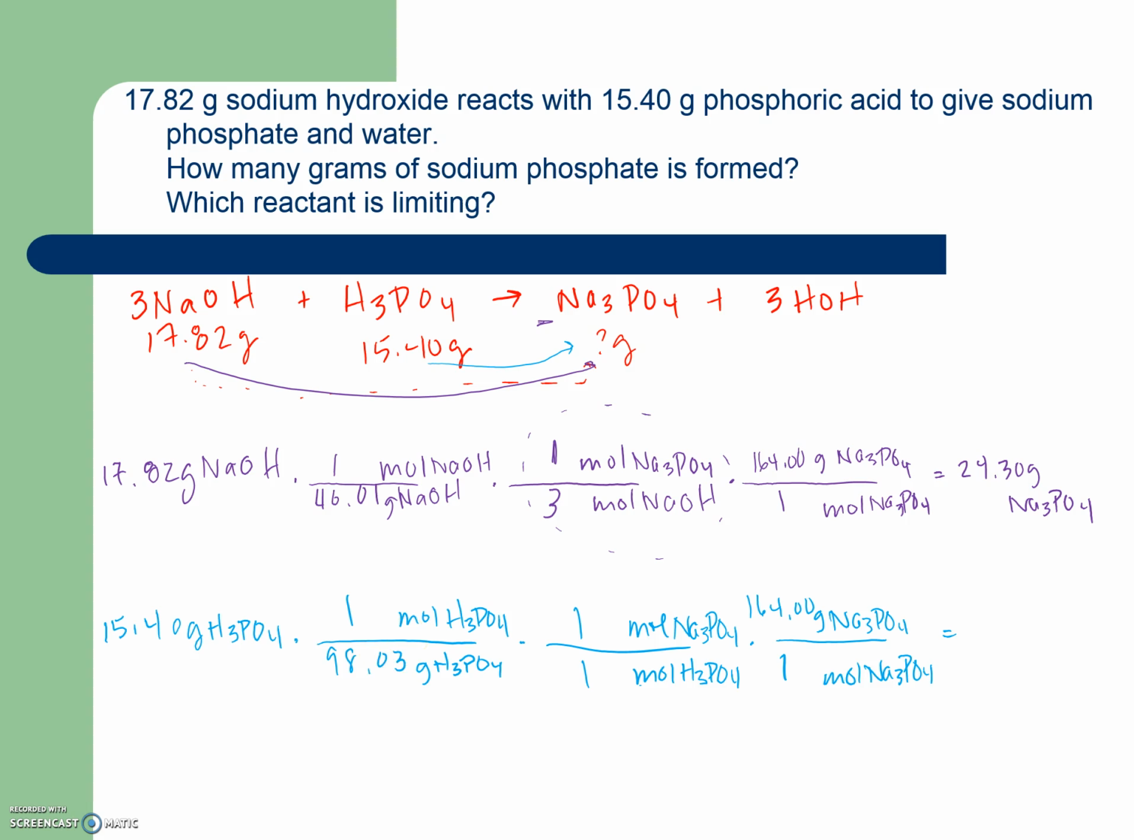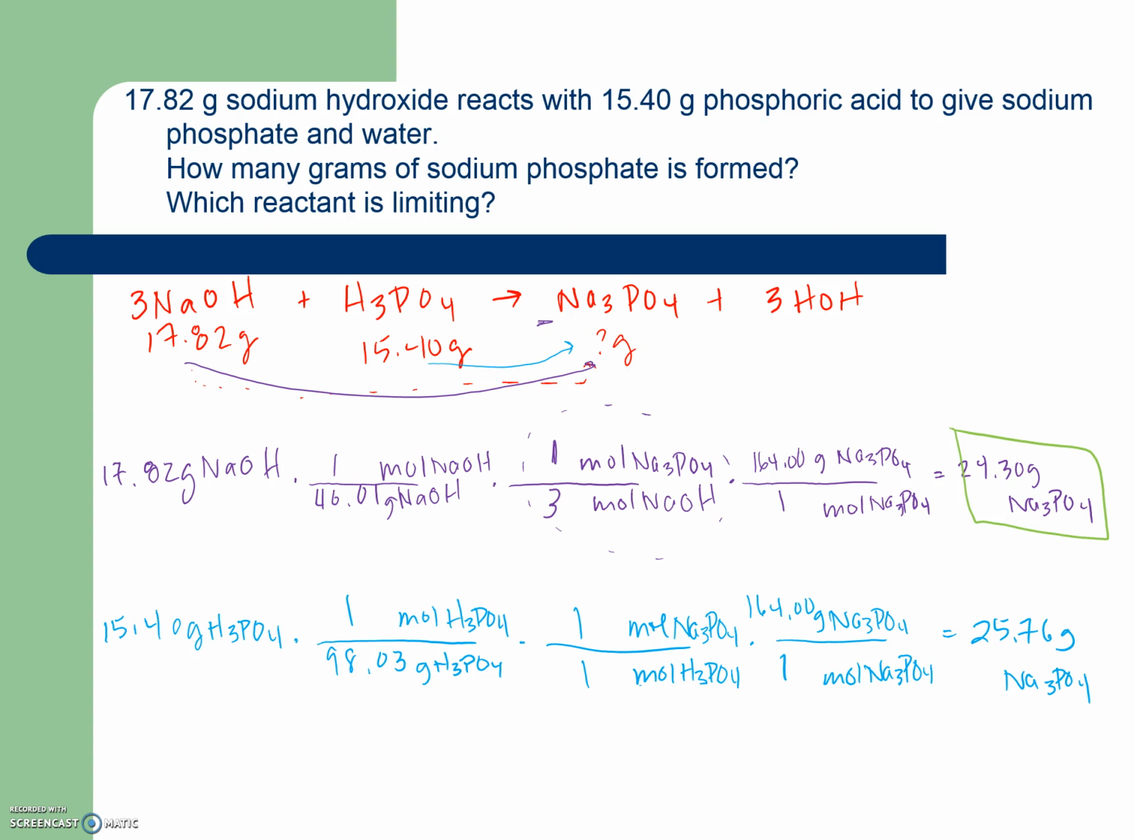I solve this whole problem and I get 25.76 grams of Na3PO4. How do I know which one is limiting? Well, whatever one produces the smaller amount is limiting. So if I look at my two answers, this is the smaller amount produced. 24.30 is smaller than 25. And so that is my answer.